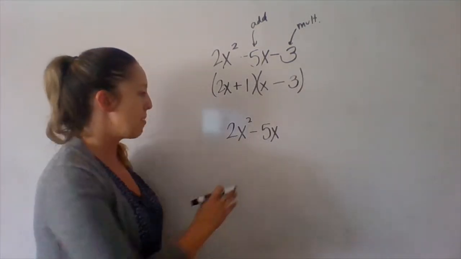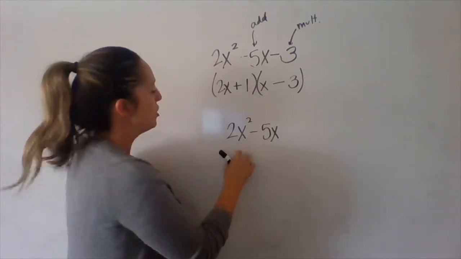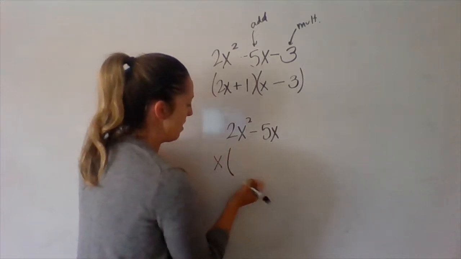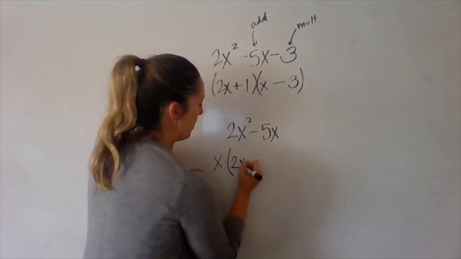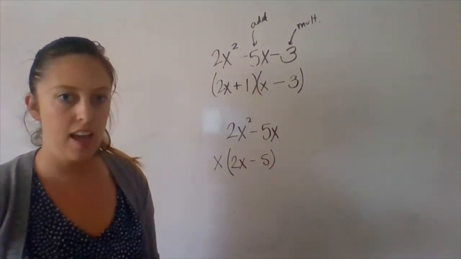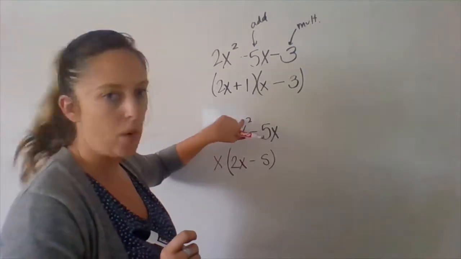So those are going to stay the same, but x squared and x, this is really x times x. So I can place that common one, they both have an x in common on the outside. Left over is 2 and 1 of the x's, and then minus 5. Okay, so that's another way to factor a squared.